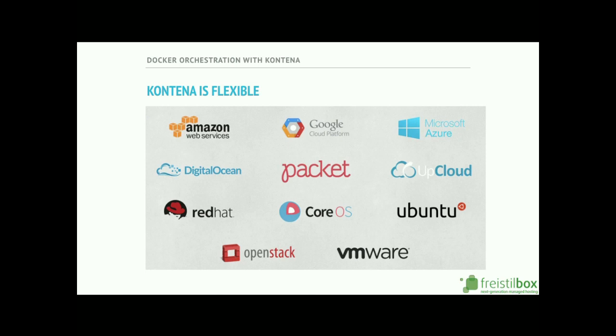This image shows the platforms that are supported by Kontena. You can run Kontena using Amazon Web Services. I'm using it here with DigitalOcean. You can run it on your own on-premise infrastructure, for example, on Red Hat Linux or Ubuntu. So Kontena is really very flexible in terms of infrastructure, and it allows you to even build hybrid infrastructures that run in part, for example, on AWS and in part on-premise.